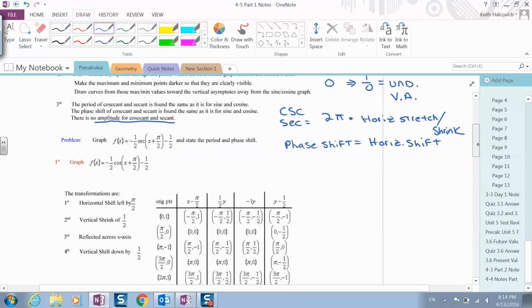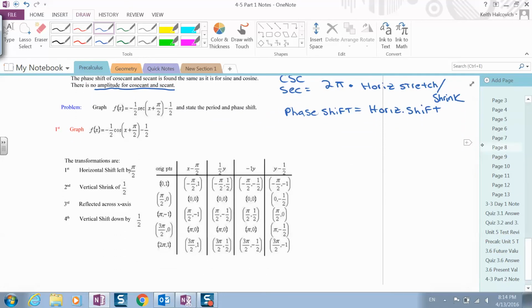Alright, so the first thing that I showed you here is an example of how to graph the secant. It says graph f of x equals -1/2 secant of x plus pi over 2, minus 1/2, and state the period and phase shift. Well, there's nothing to factor out, so we don't have to worry about that.